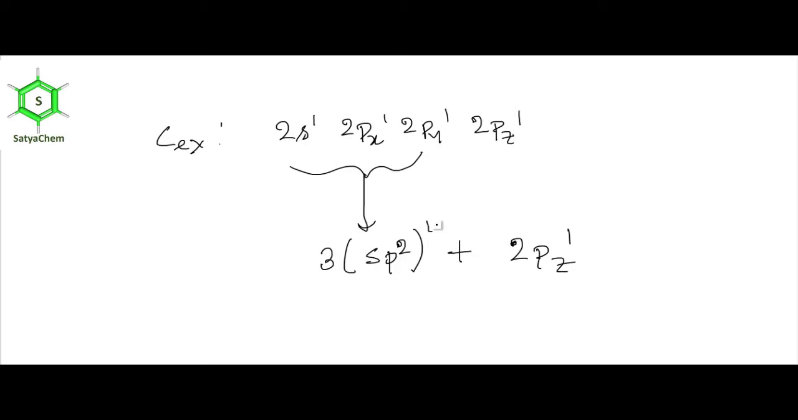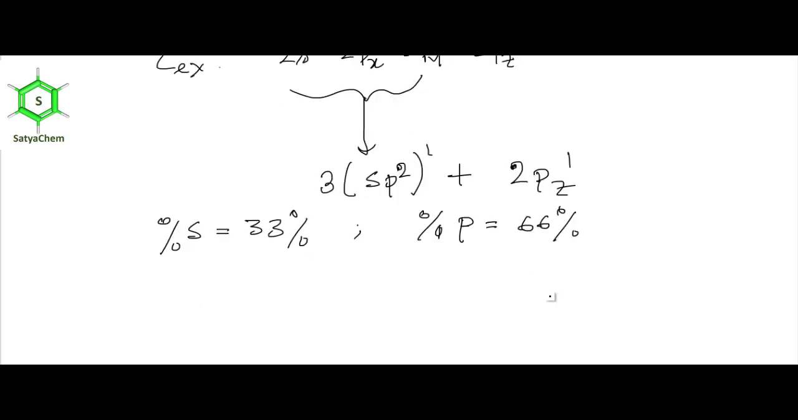Okay, so here we have arbitrarily chosen to hybridize the 2px and 2py. You can choose 2px and 2pz, but here I have considered 2px and 2py among the three 2p orbitals. So each orbital has one part s, that is 33% s character, and the percentage of p character is 66%, and these orbitals are called sp2 orbitals, and the carbon is said to be sp2 hybridized.